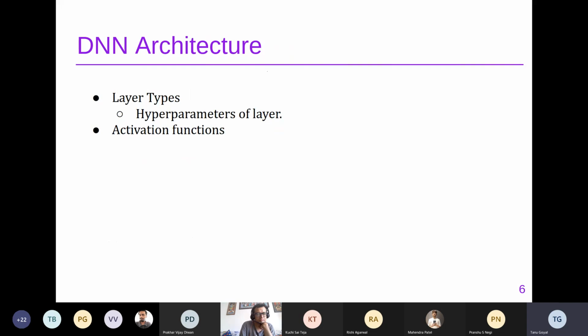There are different types of layers, like I previously said: fully connected layers, recurrent layers, convolutional layers. But since we will be discussing only two different types of neural networks, we will be limiting the types of layers. And inside the layers, there are different hyperparameters, which we'll be seeing in the upcoming slides. And there are also activation functions. Activation functions are nothing but for activating a set of neurons for learning the complex patterns.